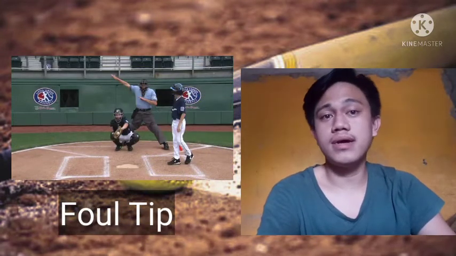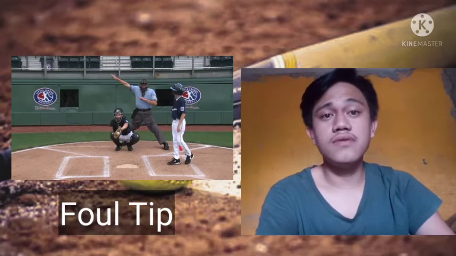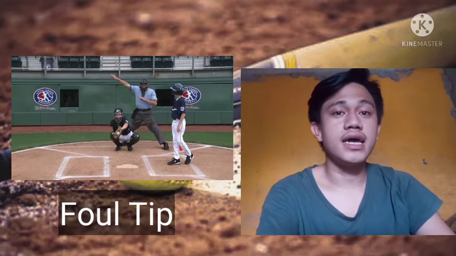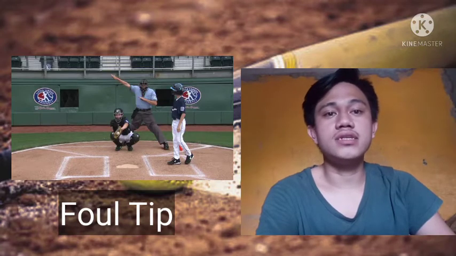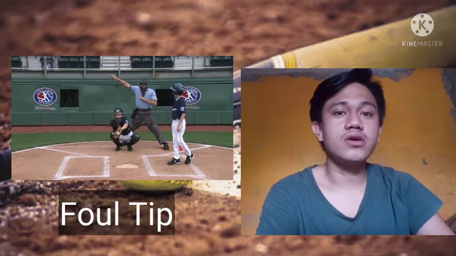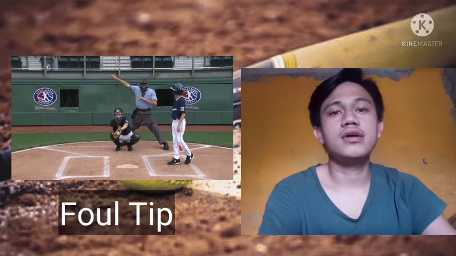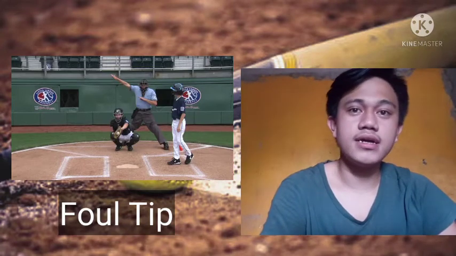A foul tip is a batted ball which goes directly from the bat to the catcher's hands and goes no higher than the batter's head, and is legally caught by the catcher. It's a tip for our catchers.